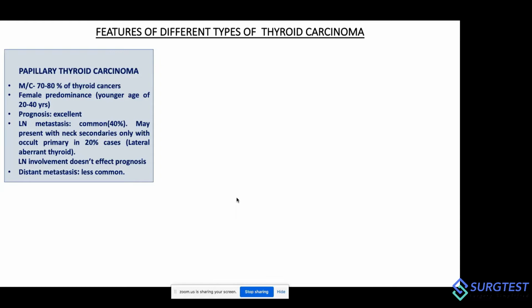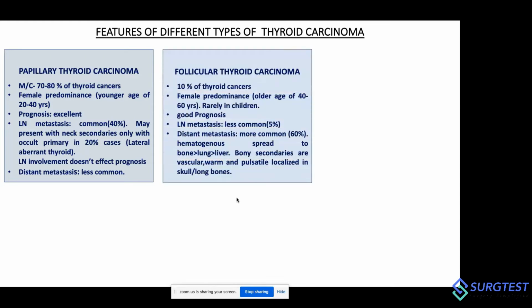Lymph node involvement doesn't affect prognosis. For MCQs, you have to remember this only. Later on, you will come to know that in recent advances there is a classification in that also, as high risk and low risk. But for MCQ purposes, lymph node involvement doesn't affect the prognosis in papillary thyroid carcinoma. Distant metastasis is less common.